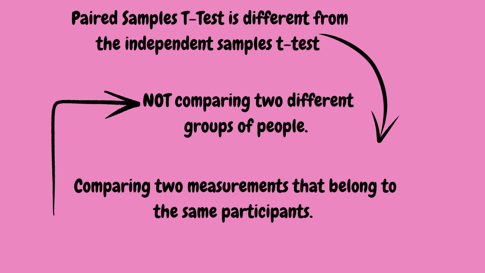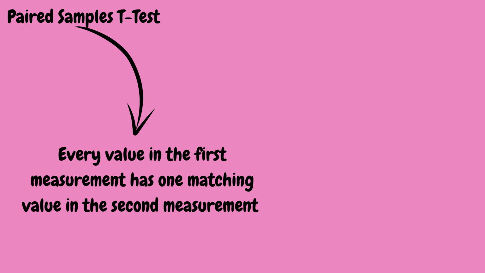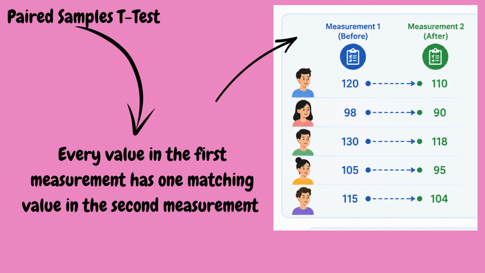Instead, you are comparing two measurements that belong to the same participants. Since each participant provides two related values, the data are paired. The word paired simply means that every value in the first measurement has one matching value in the second measurement because they both belong to the same person or object.